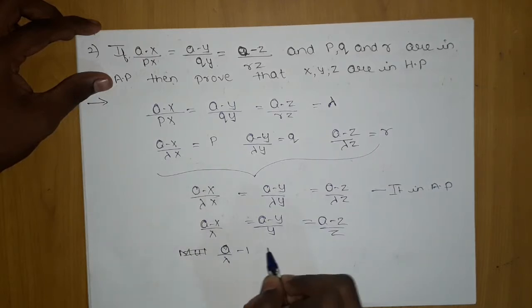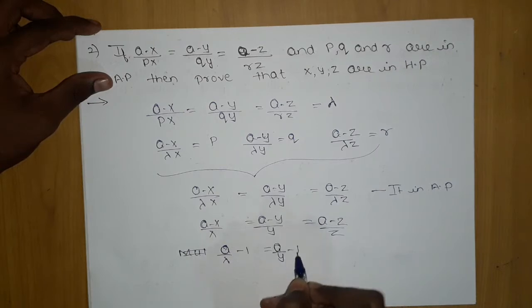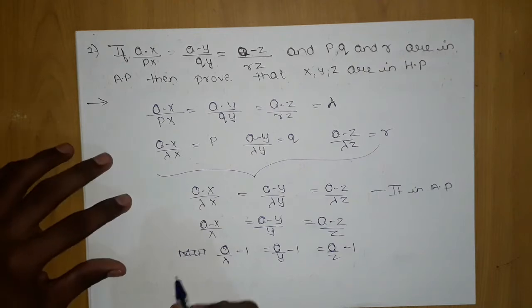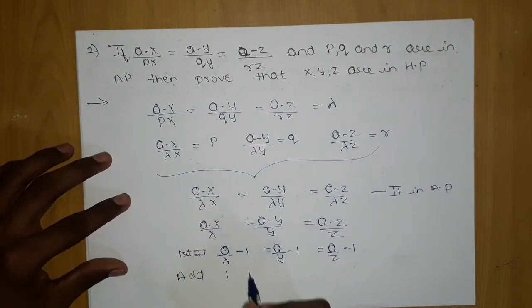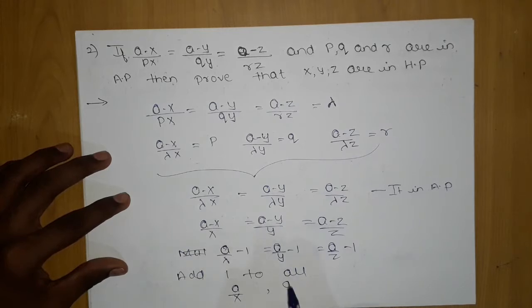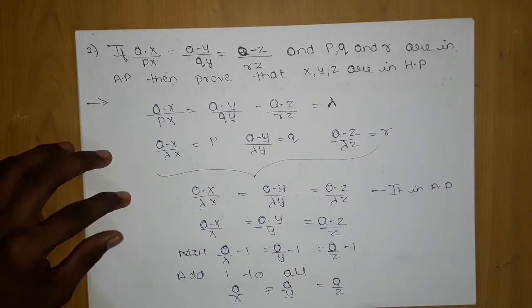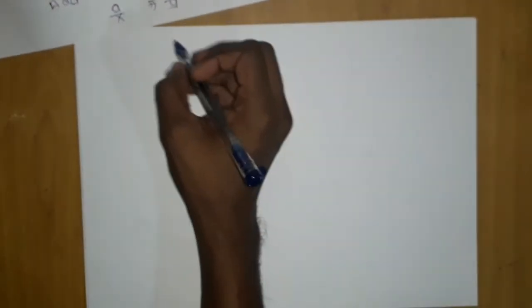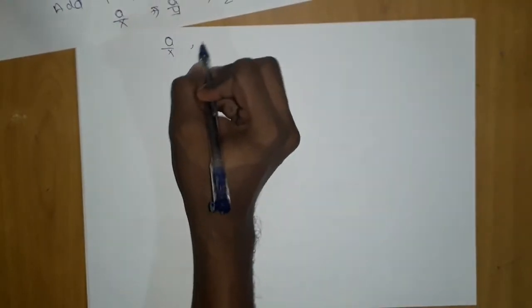What I have: a by x minus 1, a by y minus 1, a by z minus 1. Okay, after this add 1 to all. What we have? A by x, a by y, a by z. Okay, they are in AP. There is no need to write "equal to", but I just put it. So what we have? A by x comma a by y.